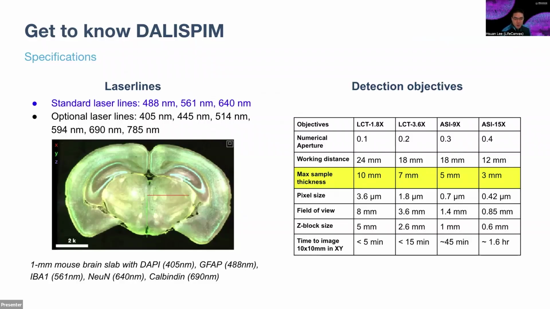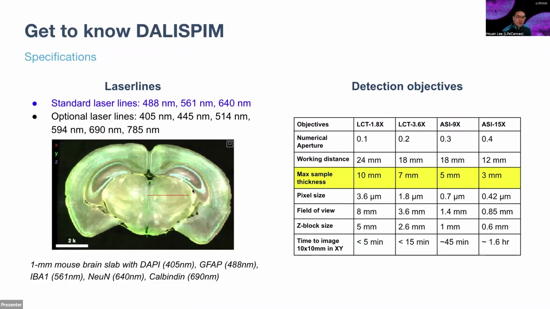For the 405 laser, however, it is only recommended for sample thickness up to 1 millimeter, because it has very strong scattering for such a short wavelength. After 1 millimeter, the signal might be unusable. As for the 785, we have probably tried most of the dyes out there, if not all of them. We only found one probably usable dye in 785, but it is still very bleachy.